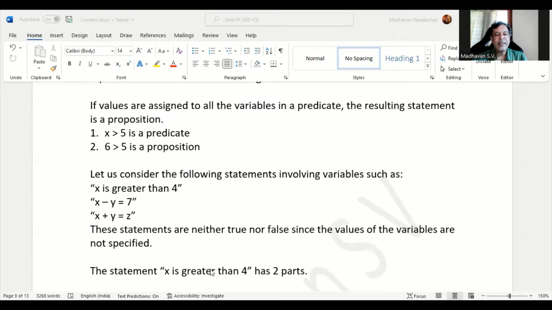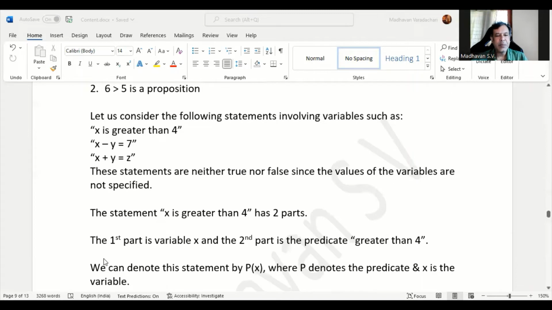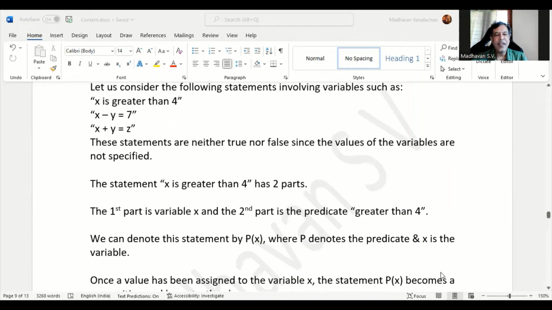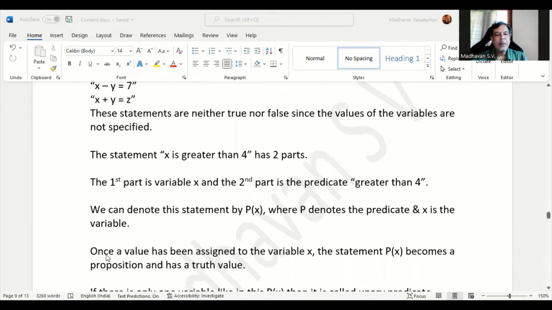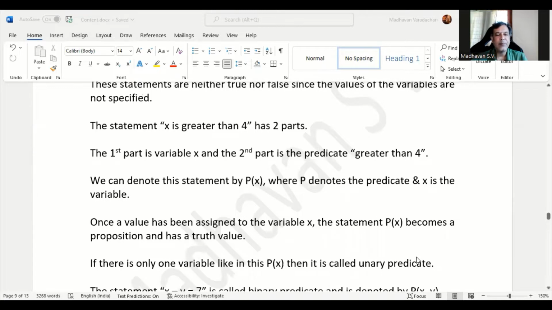The statement x is greater than 4 has two parts. One is the first part, which is x, which is considered to be the variable. And the second part is the predicate, which specifies greater than 4. So we can denote this statement by p of x, where p denotes the predicate and x is the variable. So once a value has been assigned to the variable x, the statement p of x becomes a proposition, and at that time it will have a truth value.